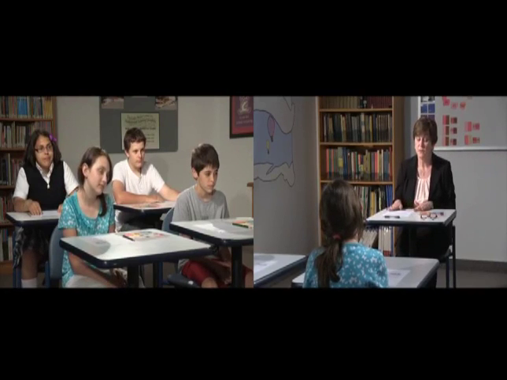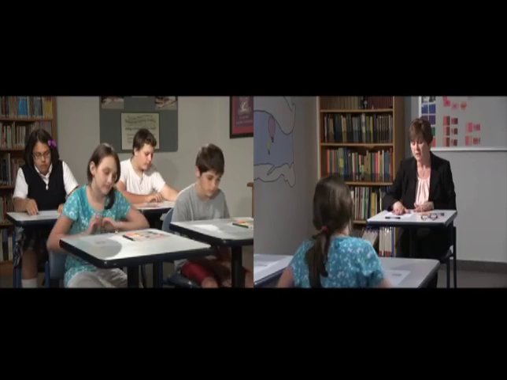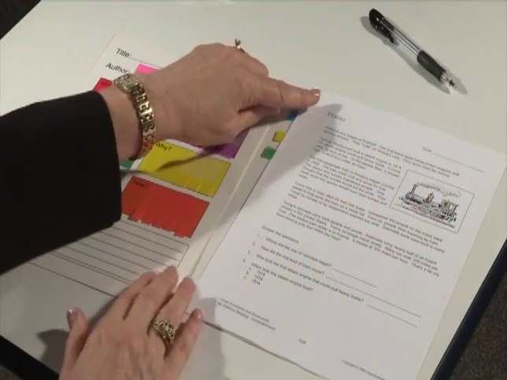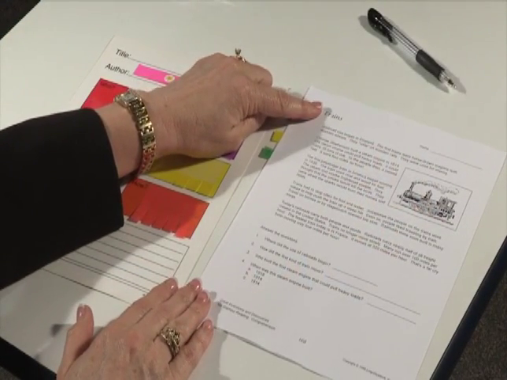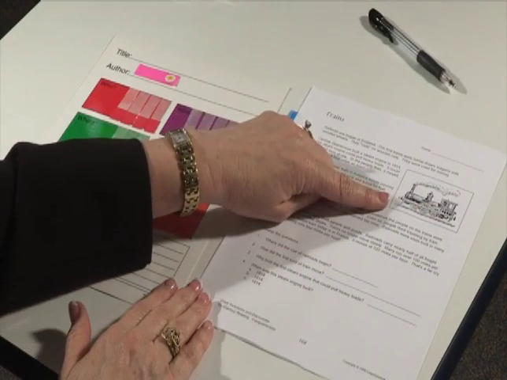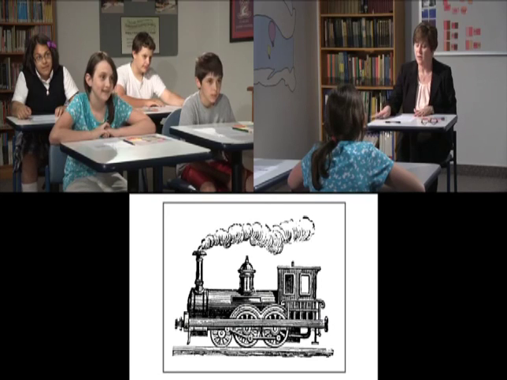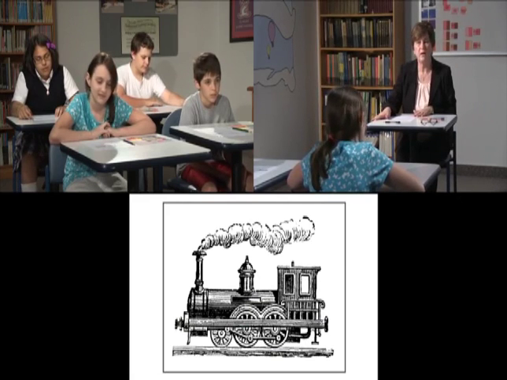Okay, for an expository text, I'd like you to look at the one in front of you. Looking at this, what do you see as the title of the passage we're going to read today? Trains. Trains, very good. And look at the picture. What do you see in that picture? A train. Okay, what kind of a train do you see? An old-fashioned one. Is this one we might see today riding down the rails? No.